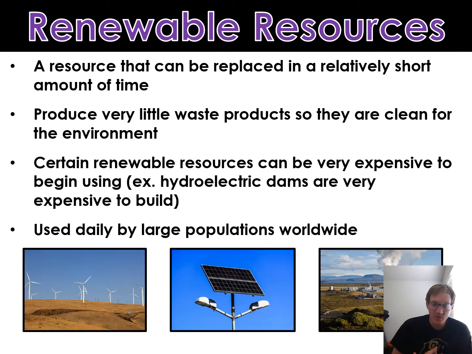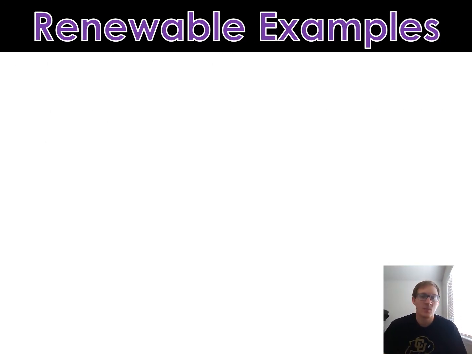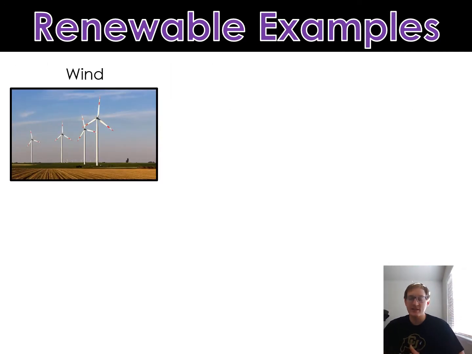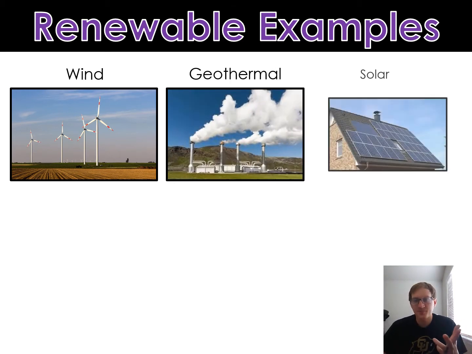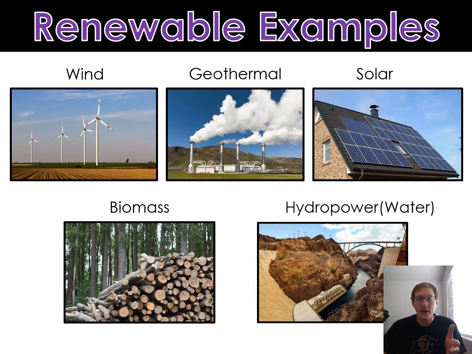Here are some pictures. We've got the wind turbines, solar panels, and the picture on the right is a geothermal plant that takes in heat from the earth and turns it into energy. The examples that we're going to be talking about, and that you're going to be exploring, are the renewable examples: wind, geothermal, solar, biomass, and hydropower, or water.